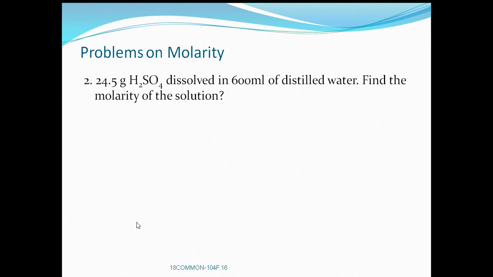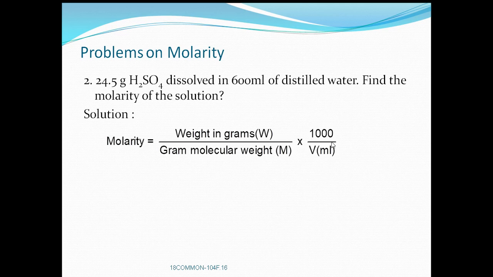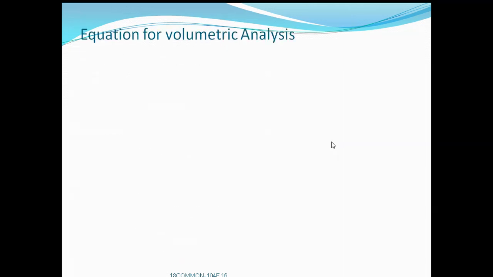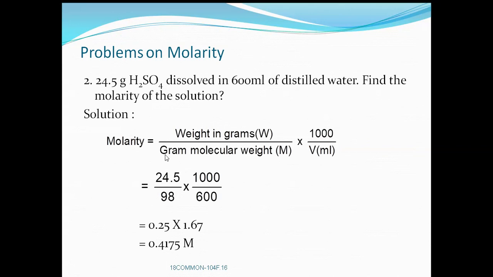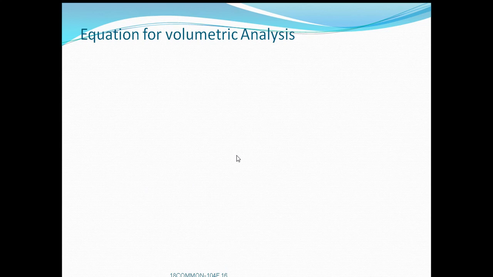So 24.5 grams of H2SO4 dissolved in 600 ml distilled water. Since this question was repeated, we have to change that question. Now we take 24.5 grams of HCl dissolved in 600 ml of solution. Find the molarity of the solution. We have to calculate it the same way as for H2SO4.